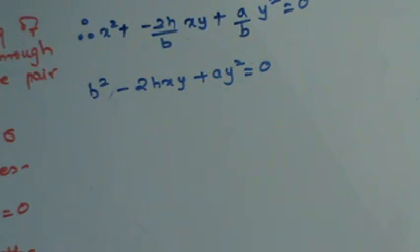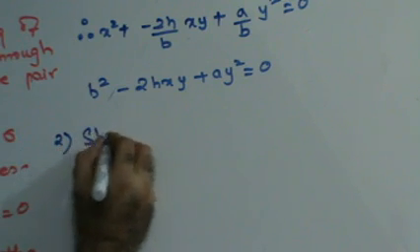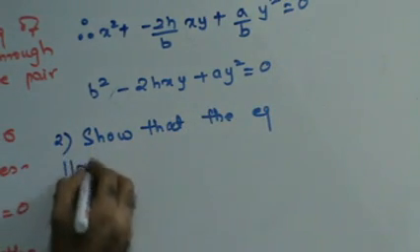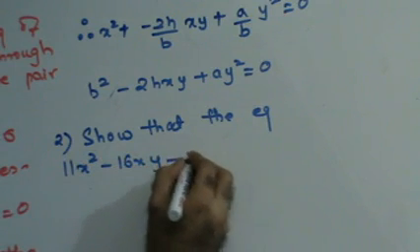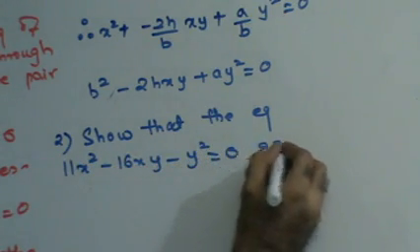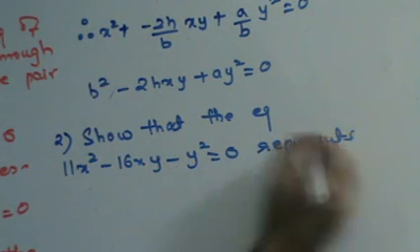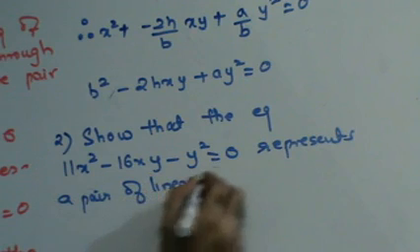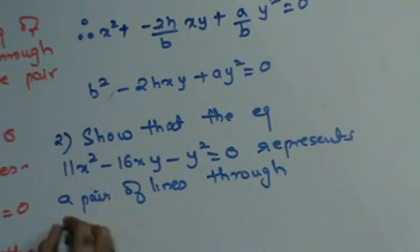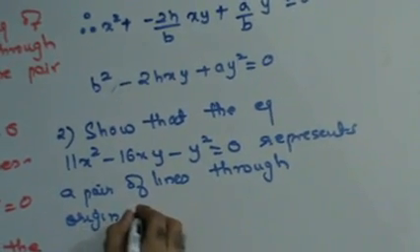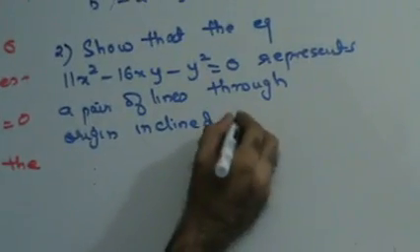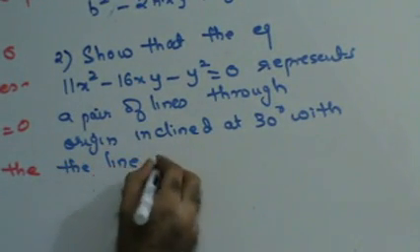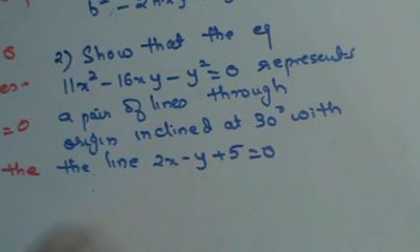Next, let's move on to the next sum, guys. Show that the equation 11x square minus 16xy minus y square is 0 represents a pair of lines through origin inclined at 30 degree with the line 2x minus y plus 5 is 0. Right?